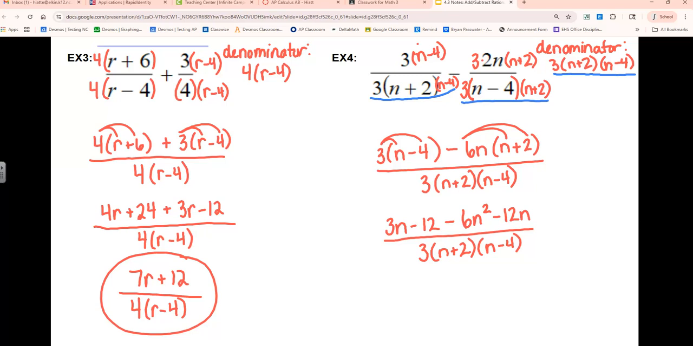That was a little easier way to do this problem. So if I put stuff together now, I could combine this 3n and the negative 12n. So you can write it however you want. I'm going to put my negative 6n squared first. We usually put that like highest exponent first. And then 3n and negative 12n is going to give me negative 9n minus 12.